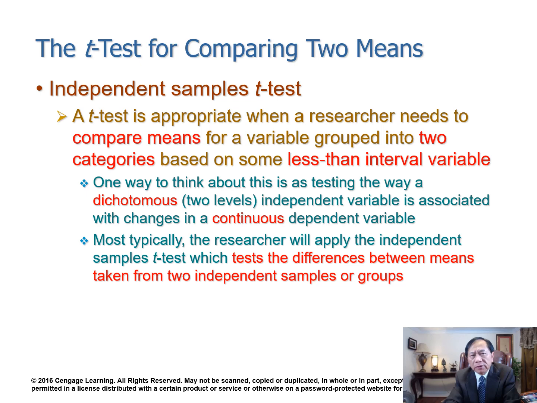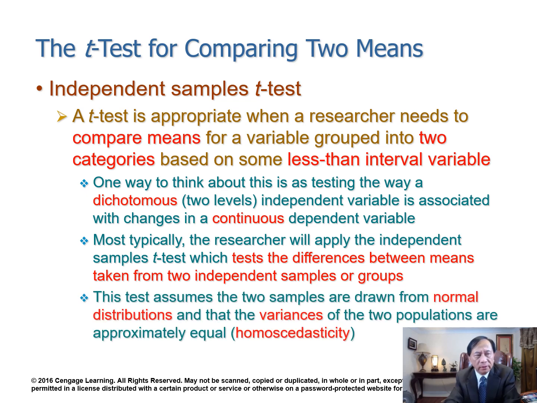Most typically, the researcher will apply the independent sample t-test, which tests the difference between the means taken from two independent samples or groups. The test assumes the two samples are drawn from a normal distribution and that the variances of the two populations are approximately equal. That's our assumption here. We call it homoscedasticity, the equal variance assumption.